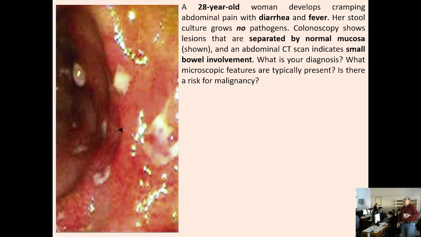However, in this case, stool culture has no pathogens. So we eliminate the possibility of infectious causes. If it was an elderly patient, you could think of another type of colitis, which is very common in elderly patients because they have atherosclerotic vessels. And what would this be?